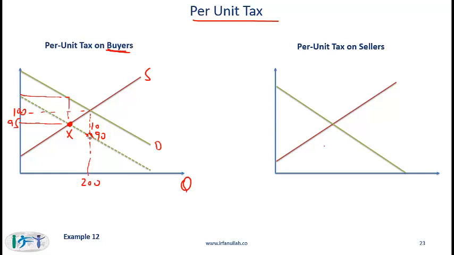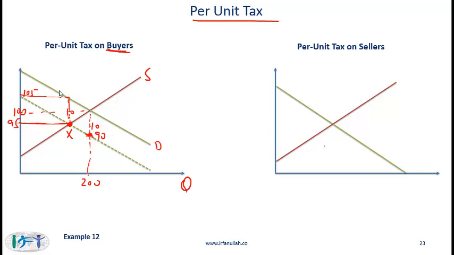If the supplier is receiving 95, the consumer needs to pay 95 plus 10, which is 105. The question now is whether the tax has introduced any inefficiency or whether any deadweight loss has been created.